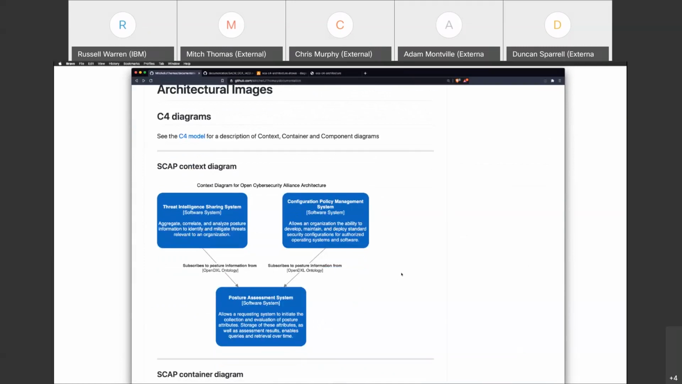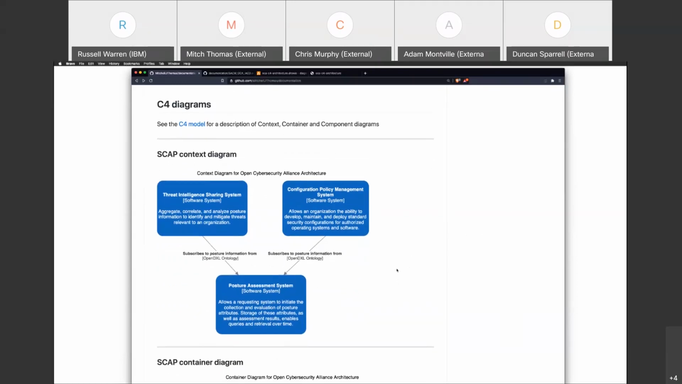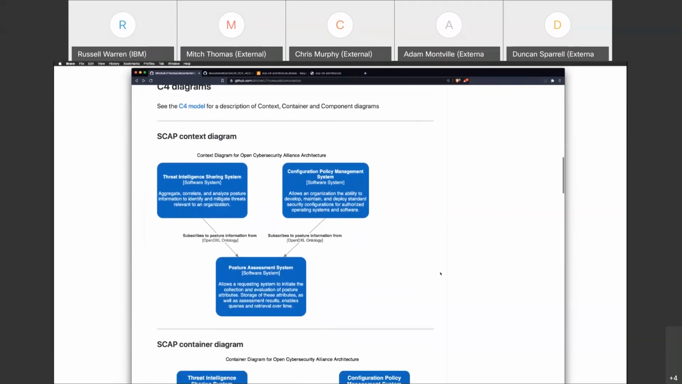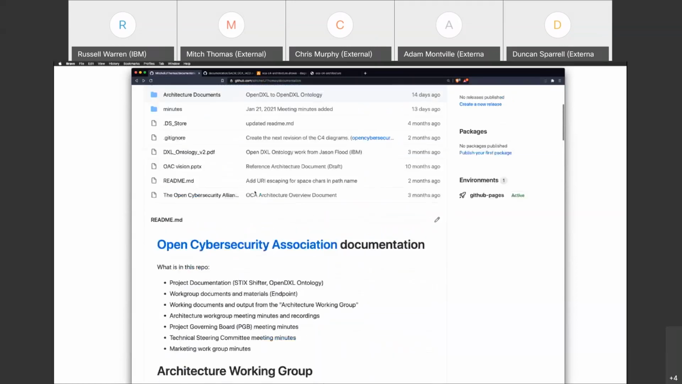Sorry, I did try to raise my hand. The configuration policy management system, where that really came from, and Bill, I think you might have to keep me honest on this one, is the SCAP endpoint data collection group that we just talked about. They had at one point, and still have it somewhere circulating around, a Word document that described the architecture.